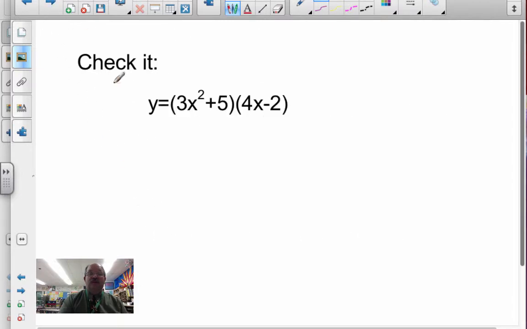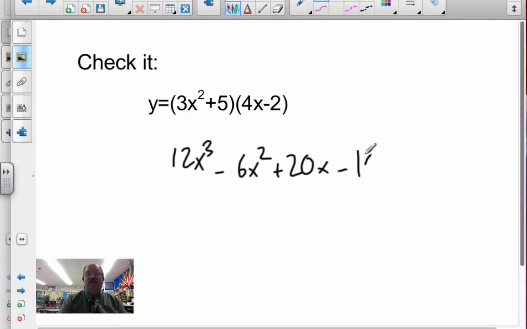Okay? I know what you're thinking. Hey, couldn't we have done this out and then just done the derivative the old-fashioned way? Why, yes. Yes, you could. So let's make sure that we're doing it right. We just do the expansion. 3x squared times 4x is 12x cubed, minus 6x squared plus 20x, and then minus 10. Okay, that's what y is equal to.